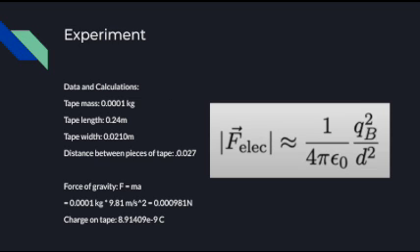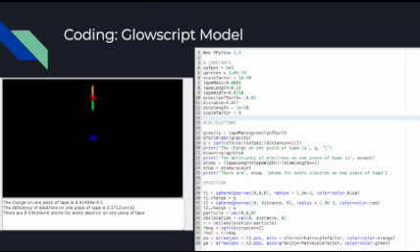Now, these are my data and calculations on the screen. The tape mass is 0.001 kilograms, tape length is 0.24 meters, tape width is 0.021 meters, and the distance between the two pieces of tape was about 0.027 meters. To calculate the force of gravity, I used Newton's second law, F equals ma. Now, this is my Glowscript model.